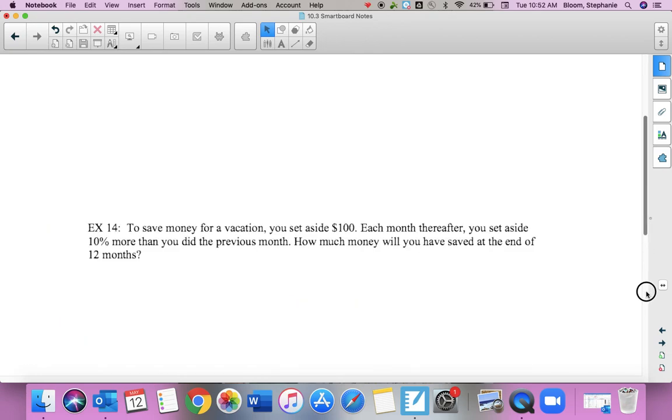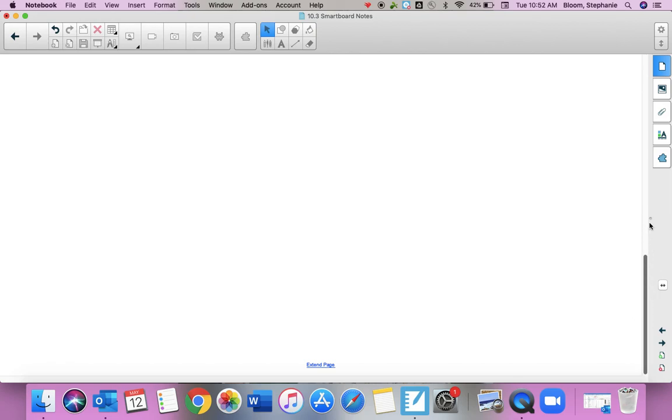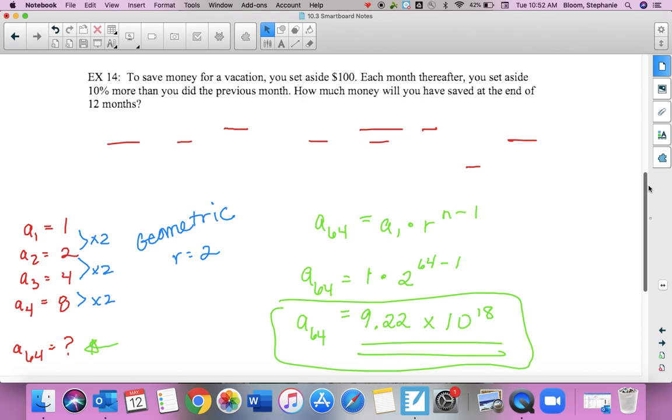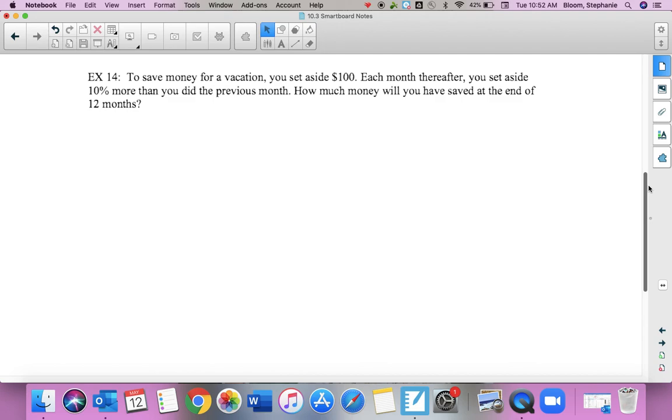All right, so let's look now at this last example. It says, to save money for a vacation, you set aside $100. Each month thereafter, you set aside 10% more than you did the previous month. How much money will you have saved at the end of 12 months? Okay, so the first month I set aside $100, right? The second month, each month thereafter, you set aside 10% more than you did the previous month.